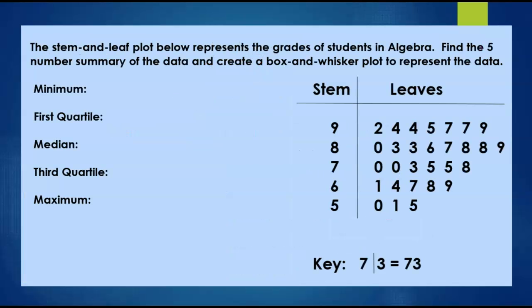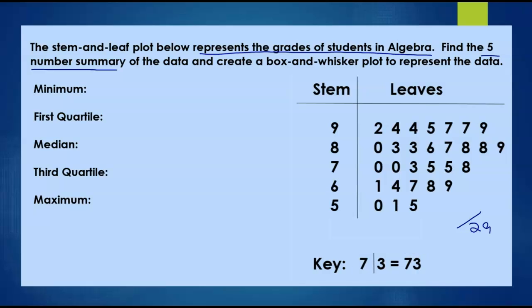Now we're going to take a stem and leaf plot that represents the grades of students in algebra, and we're going to create a box plot by first finding the 5-number summary of the data. I first like to total up how much data I have, and if you count it up, you do have 29 total data points or total scores. And the key says 7|3 is 73, so that means like 6|4 would be a 64.